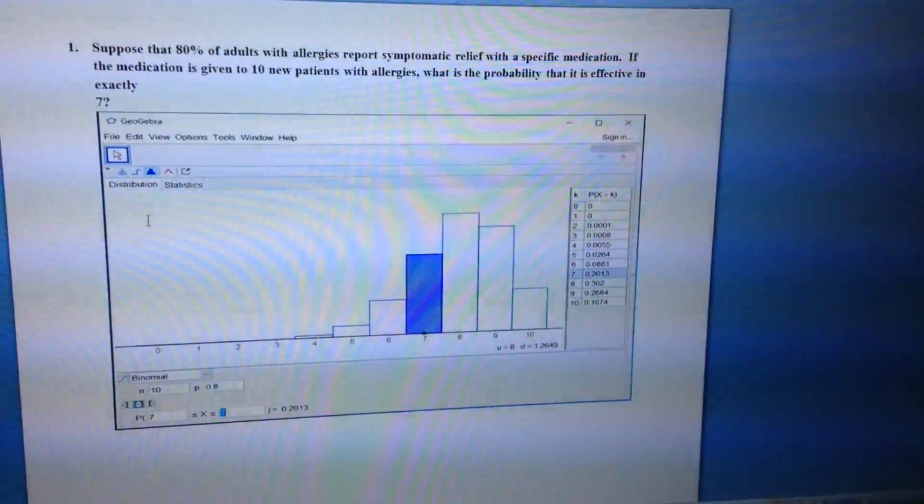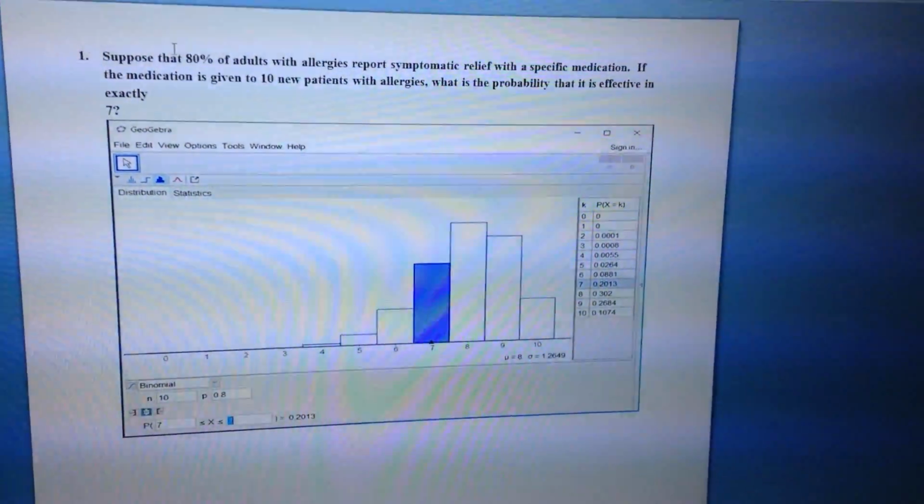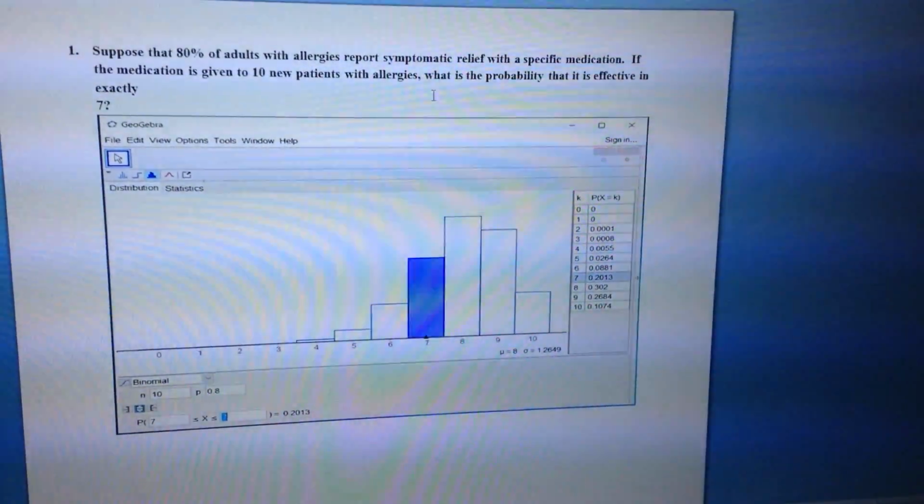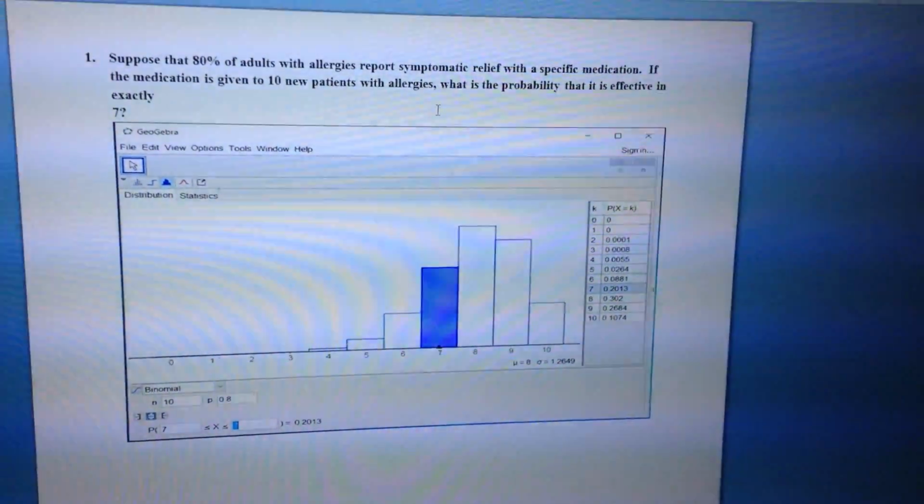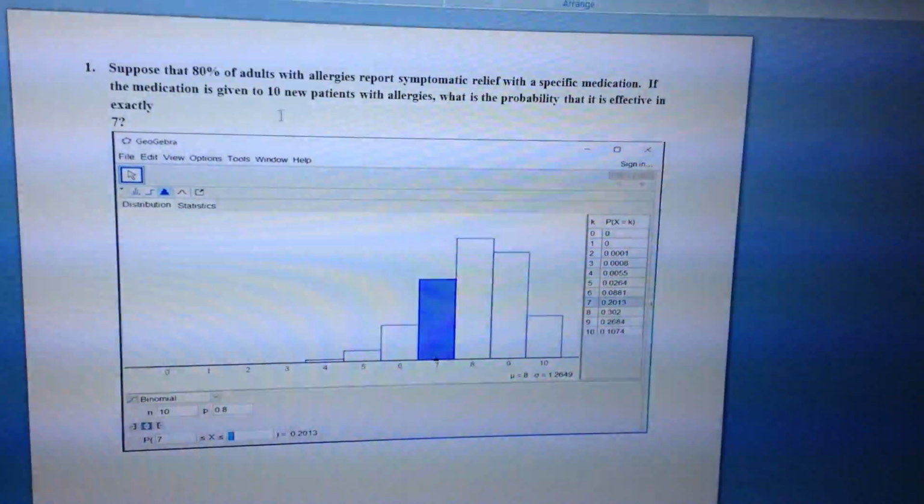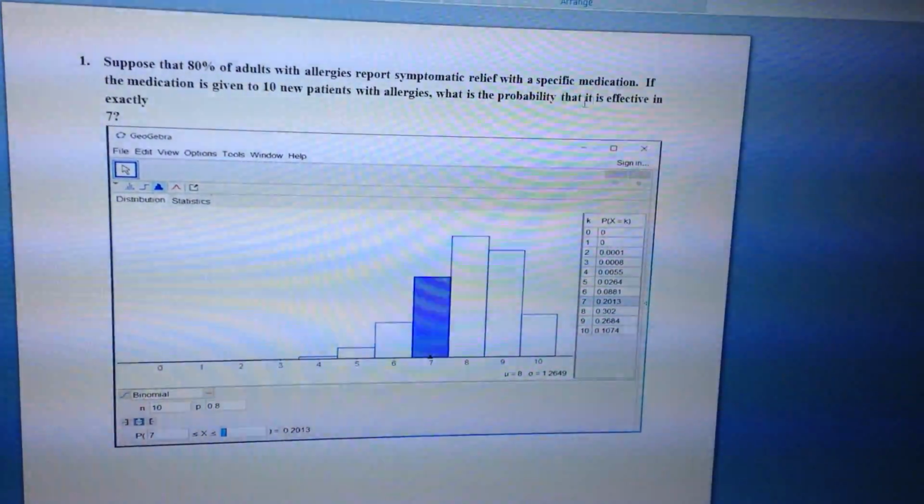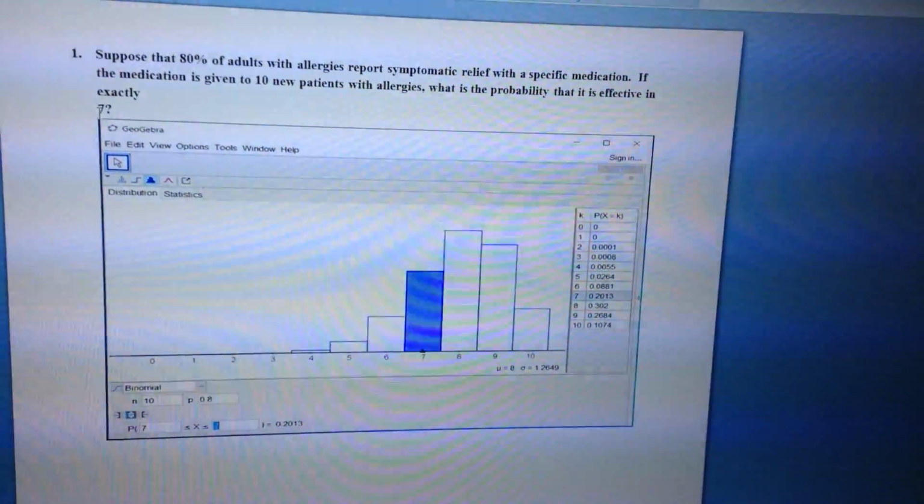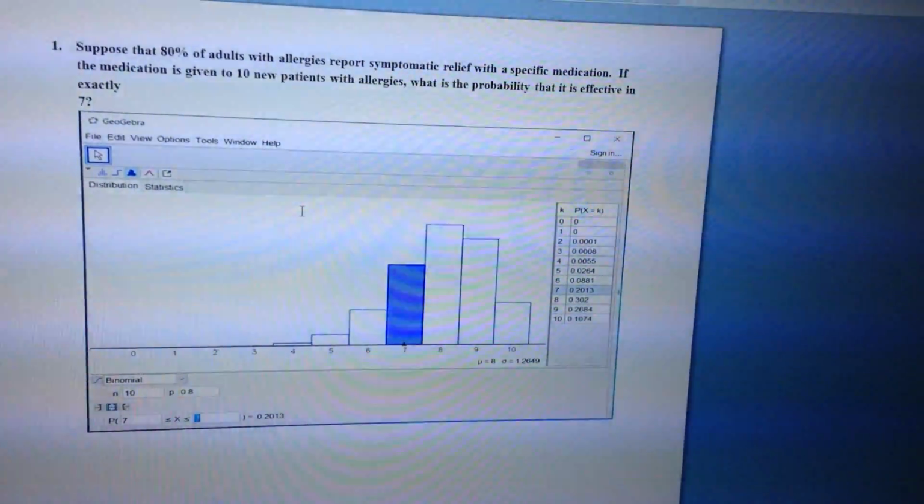Question number 1 is a binomial distribution. It says suppose that 80% of adults with allergies report symptomatic relief with a specific medication. If the medication is given to 10 new patients with allergies, what is the probability that it is effective in exactly 7? We put our numbers into GeoGebra.